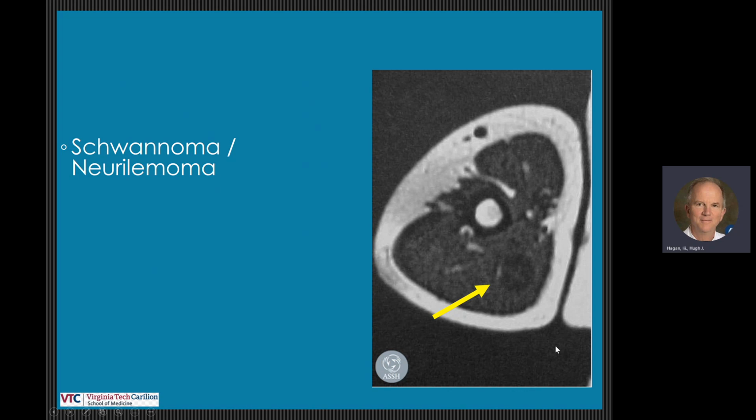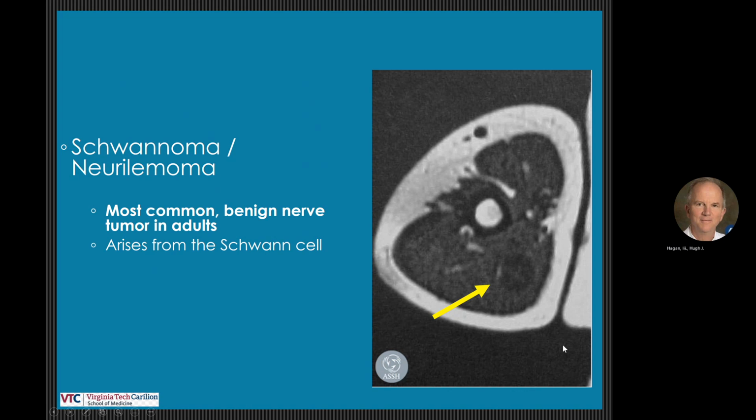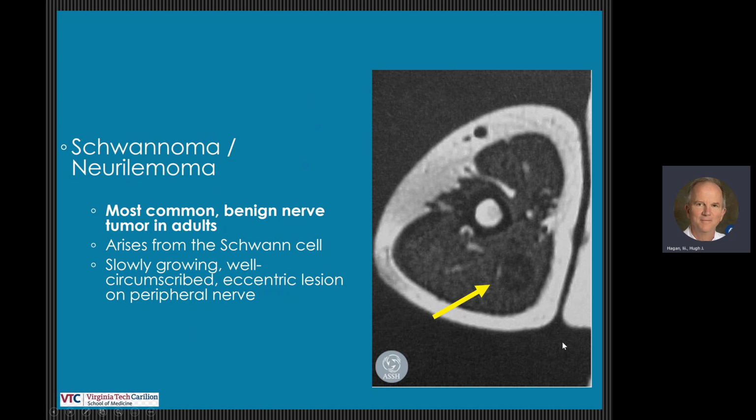Schwannomas or neurolipomas are the most common benign nerve tumor in adults. They tend to arise from the Schwann cell. They're not intraneural per se or intraaxonal. They grow very slowly. They're very well circumscribed. They tend to be eccentric on a peripheral nerve in that they arise peripherally, not centrally. And nerve fascicles do not enter this lesion. The lesion is derived from the nerve sheath, and thus the nerve fascicles make their way around it.